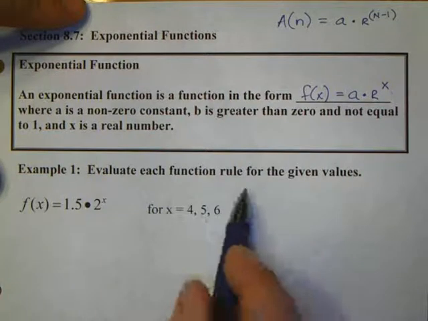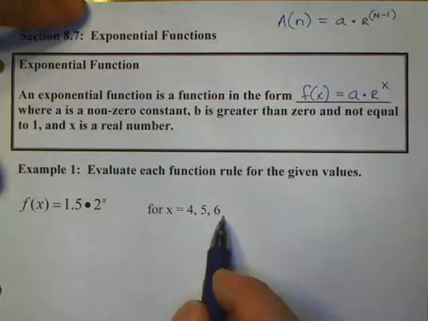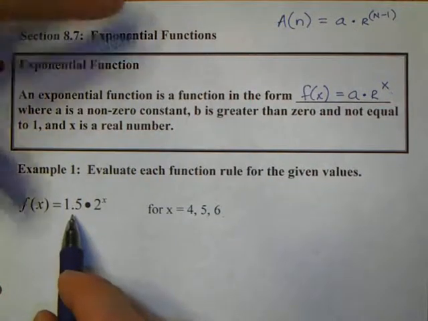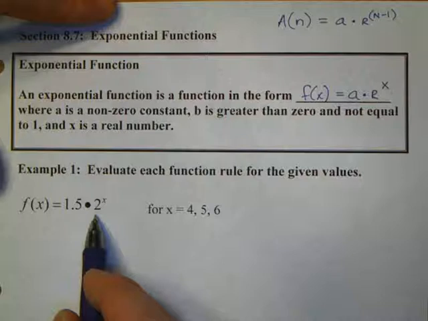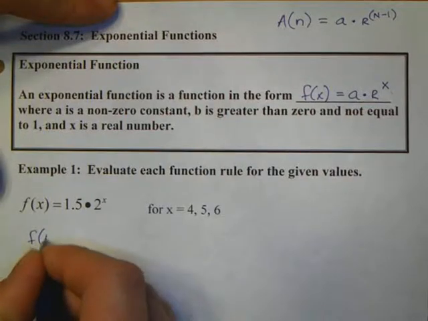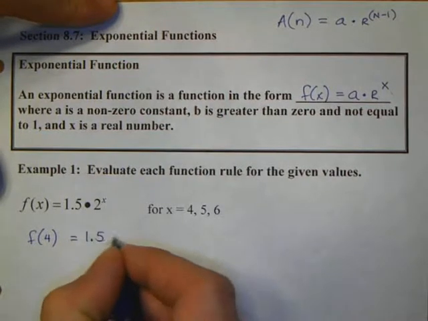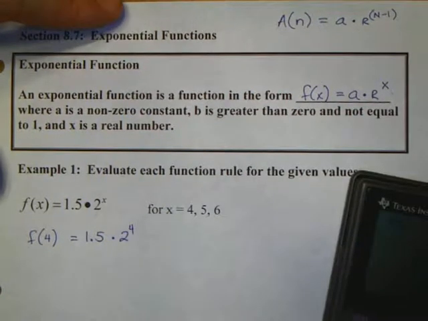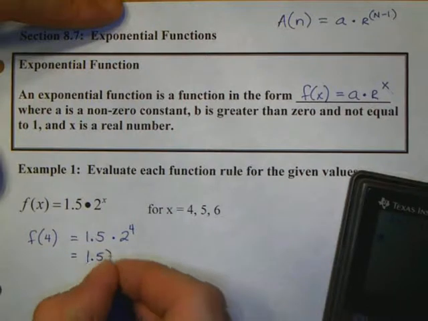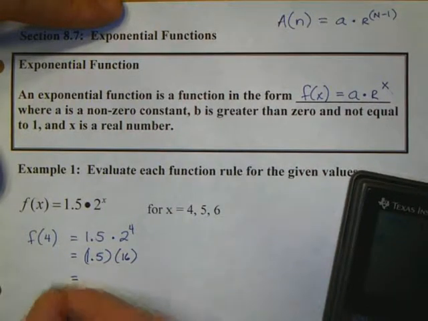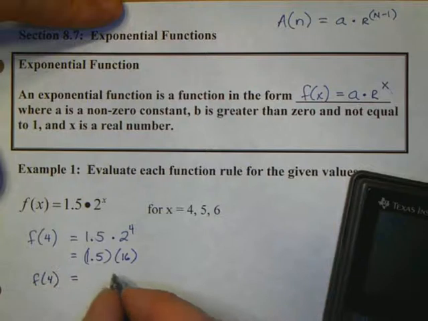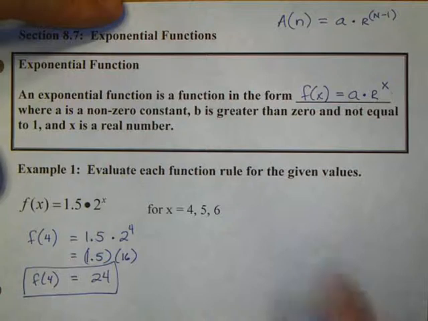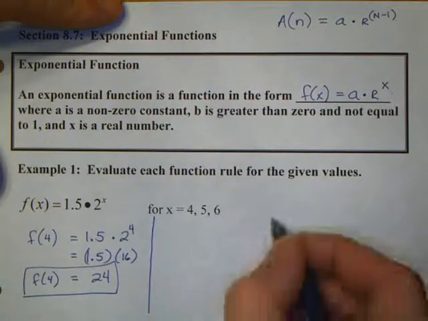So our first question says, evaluate for the numbers 4, 5, and 6. By now you hopefully have remembered that 1.5 is our first number, and 2 is our common multiplier. To find the value of f of 4, we're going to plug in the value of 4 for our exponent. 2 to the 4th is 16. So 1.5 times 16. You might want to use your calculator if you needed to. If you didn't have your calculator, you could work it out by hand. But the answer is 24.